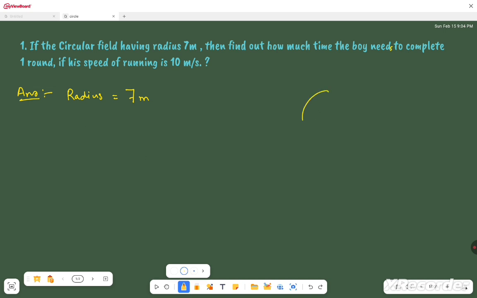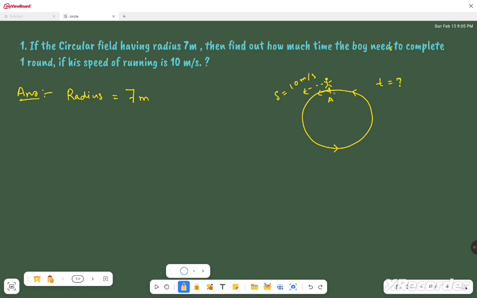That means there is a circular field. Along the boundary of this circular field, a boy is running. The speed of the boy is 10 meters per second. To complete one round, starting from this point and ending at the same point, how much time is needed? We already have the speed. It is asked the time taken, how many seconds are needed?